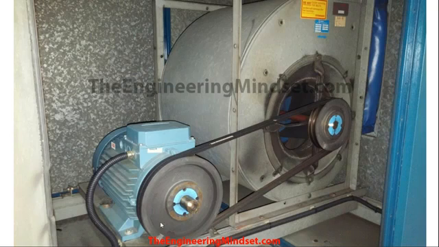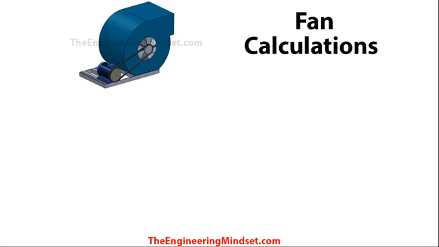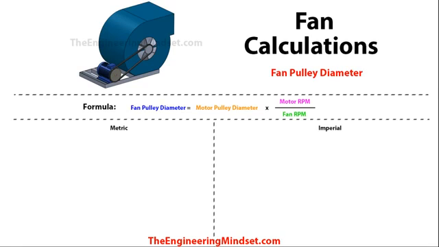The rate that the motor spins is known as the RPM, the revolutions per minute, and the rate that this pulley spins is also known as the RPM. So we'll have a look at what size they need to be and how fast they need to spin in order to achieve the right flow rate, and if you were to change them, what the airflow rate change would be, the adjusted value. So the first one we're going to look at is calculating the fan pulley diameter.